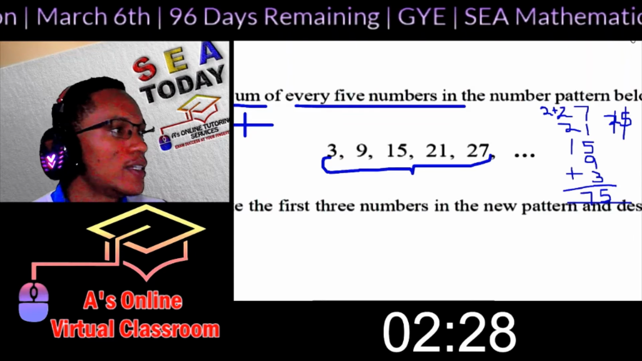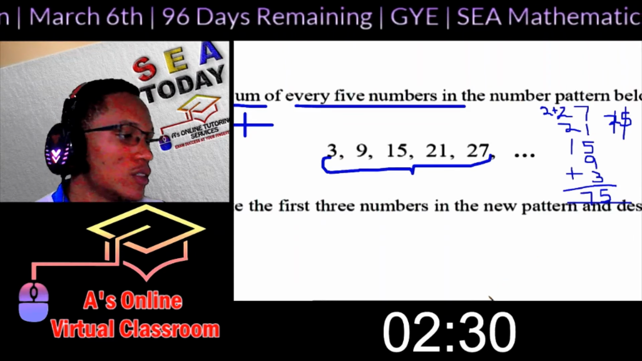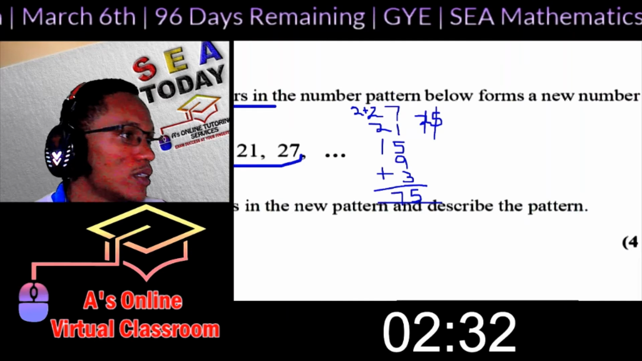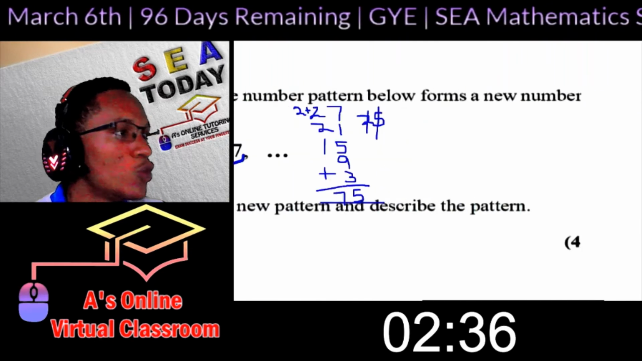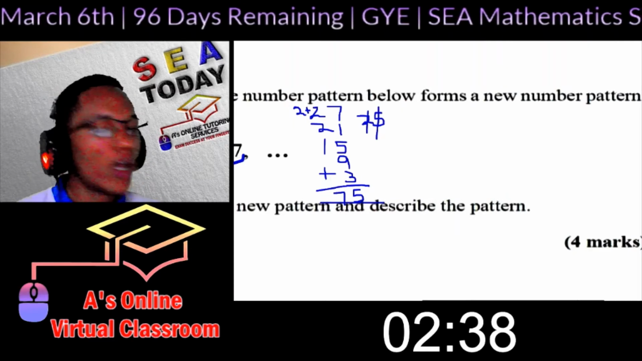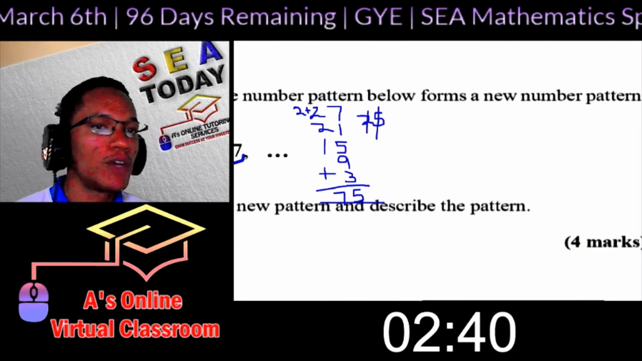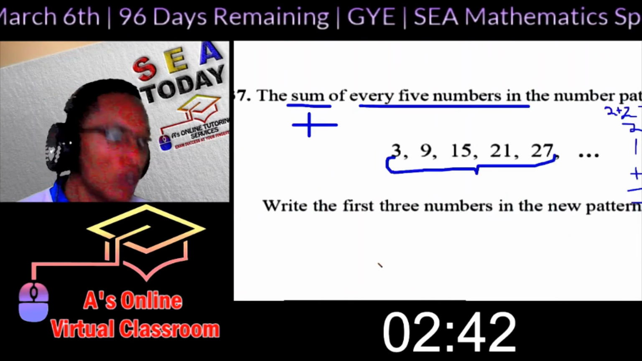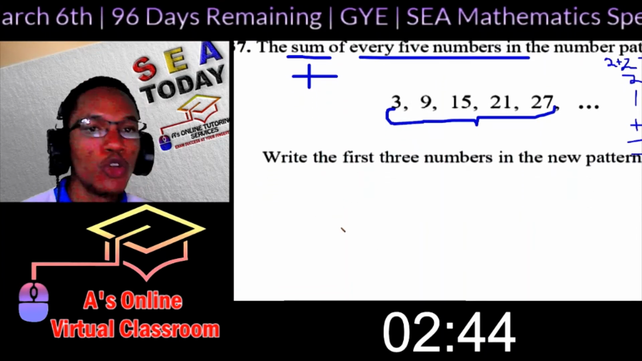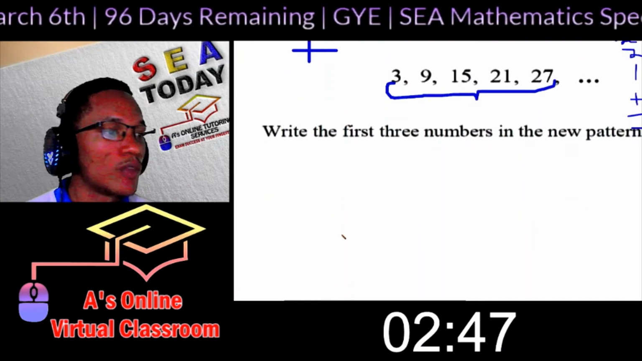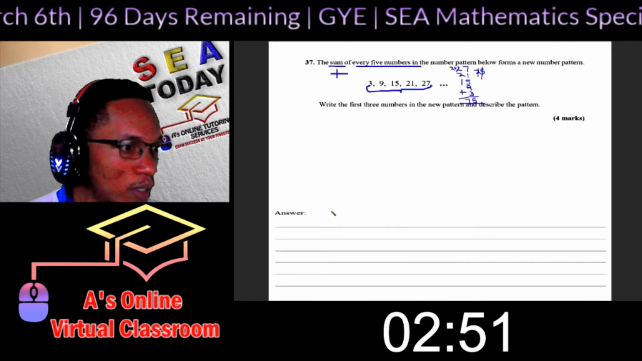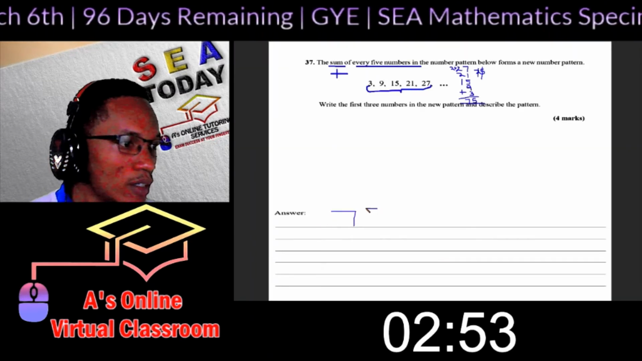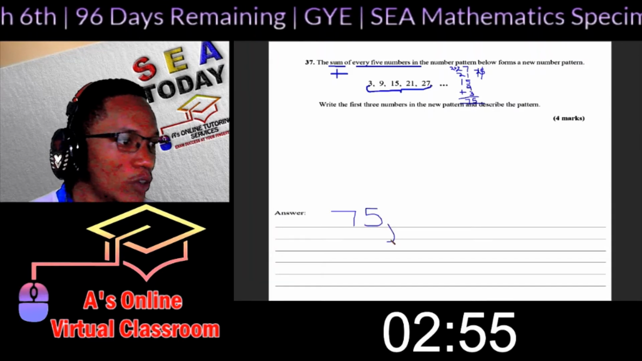And they said in the question that the sum of the 5 numbers forms a new number pattern. So therefore, what that means is this number 75 is now going to be our first number in our new number pattern. So we're going to put that onto this line here. This is where we're going to write our new pattern.